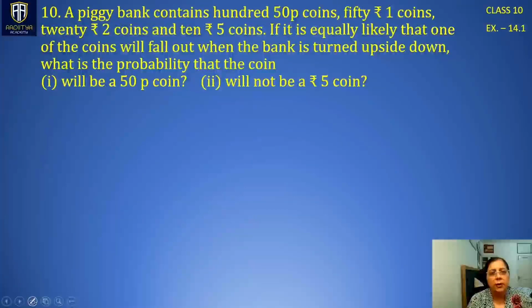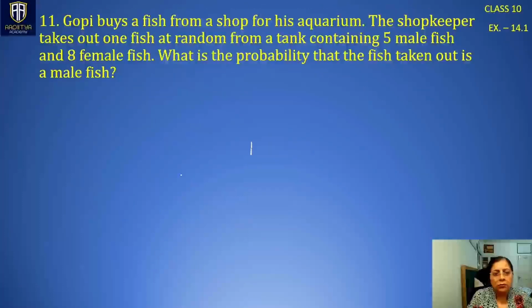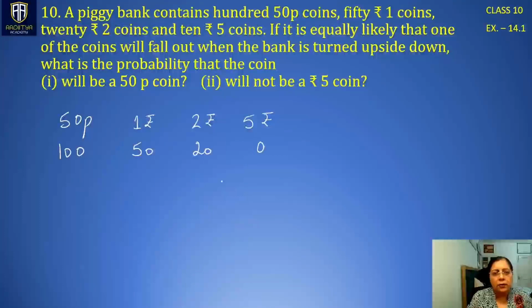Next question says a piggy bank contains 100 50 paisa coins. So I'm writing here 50 paisa coins are 100 in number. Then 50 1 rupee coins. 1 rupee coins are 50 in count. 20 2 rupee coins. So 2 rupee coins are 20 in count. 10 5 rupee coins. 5 rupee coins are 10 in count. So this is the count of different kinds of coins in a piggy bank.